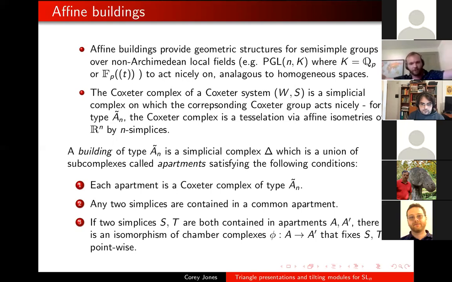Everyone's favorite that you do in grade school with the shapes, where you take equilateral triangles and you fill up the plane. Think of that as a simplicial complex, and that's the affine A_2 Coxeter complex. And affine A_n are essentially generalizations of that idea.